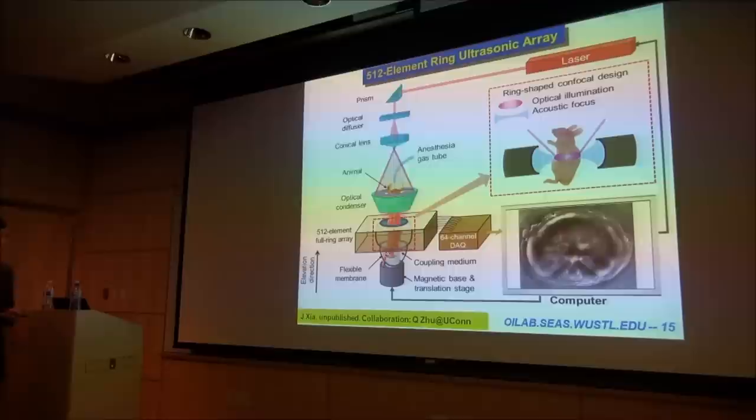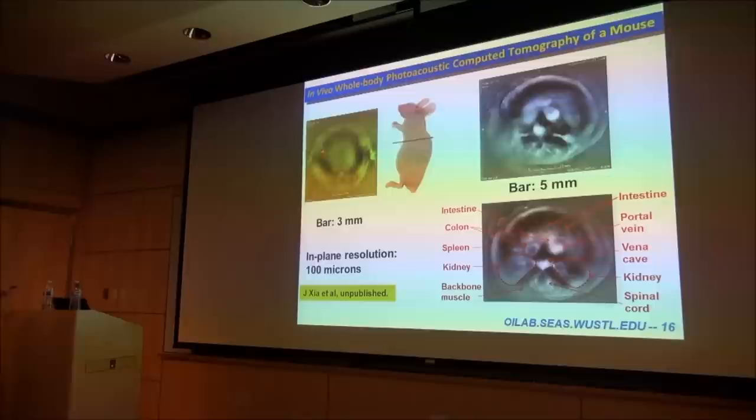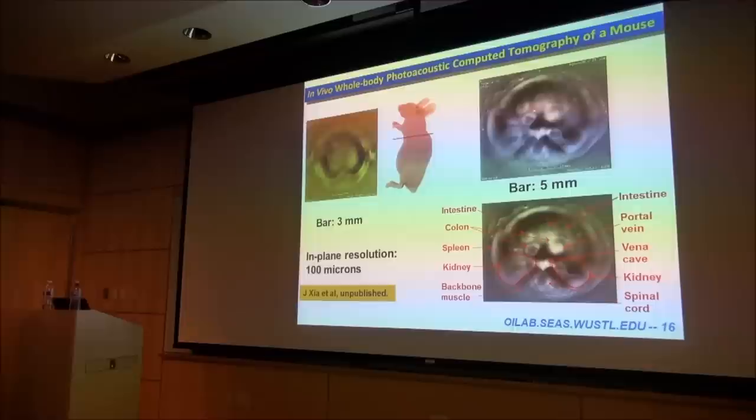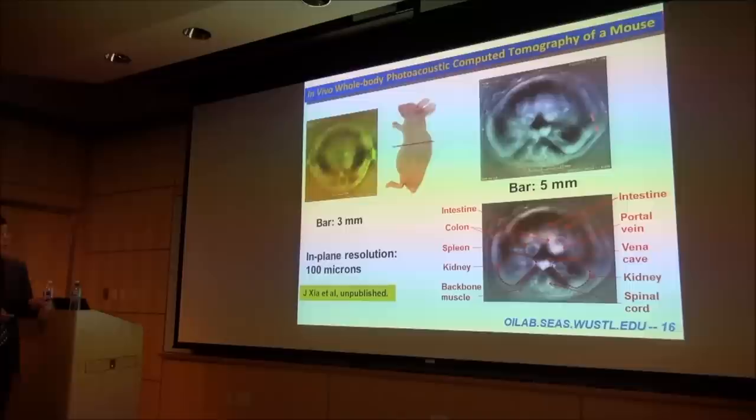And this is a whole body image of a small mole. We scan along the trunk. You can get tomographic images. You know, each one shows a cross section. And this is another movie showing the kidney region. And you can see, zooming in here, that's a colon. It'll get in focus, then out of focus eventually. And so using endogenous contrast, you can get this type of images.